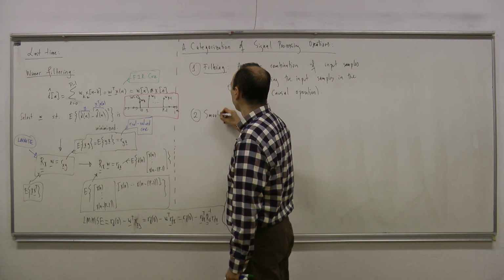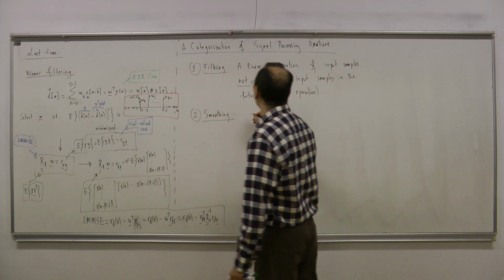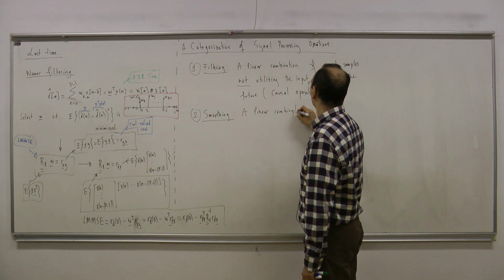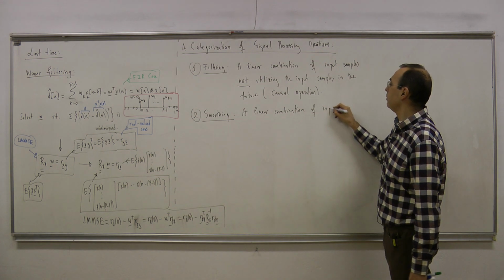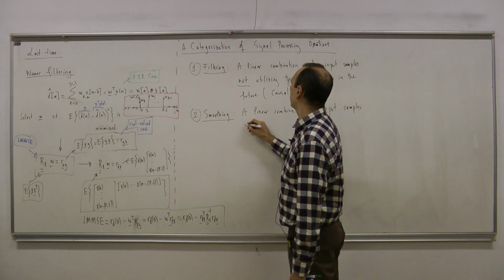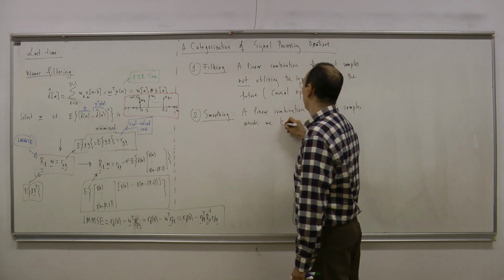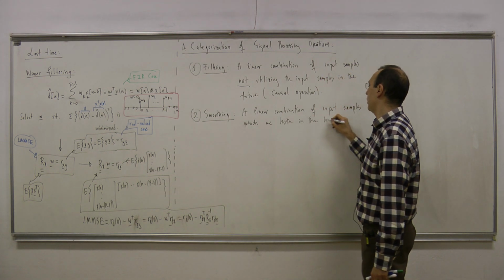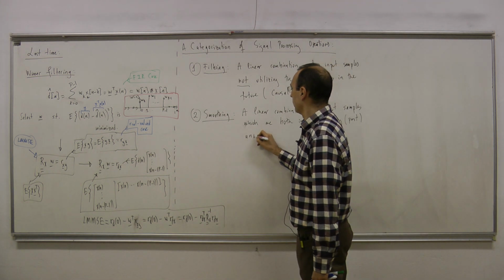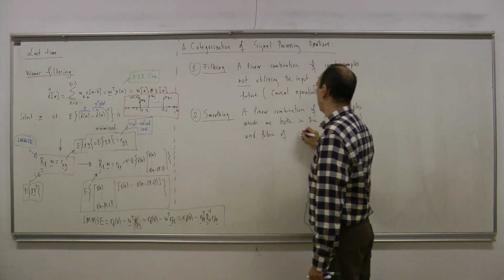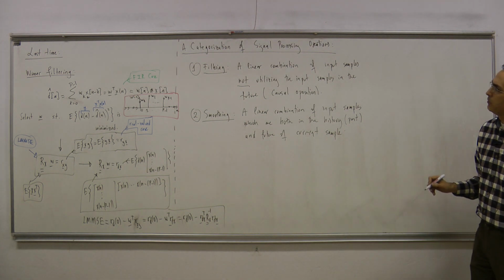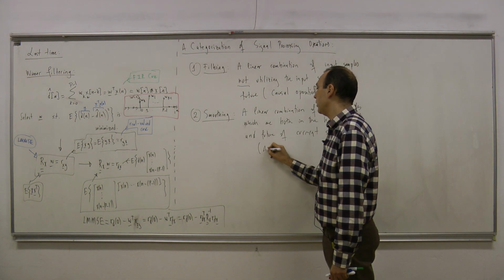Now the second one is smoothing. This is again a linear combination of input samples which are both in the history, in the past, and the future of the current sample. This means that it is an anti-causal operation.